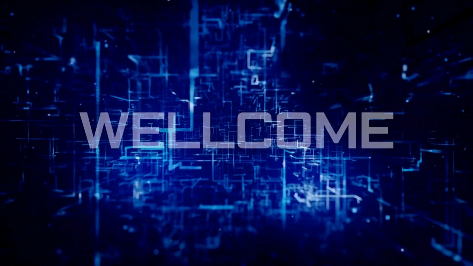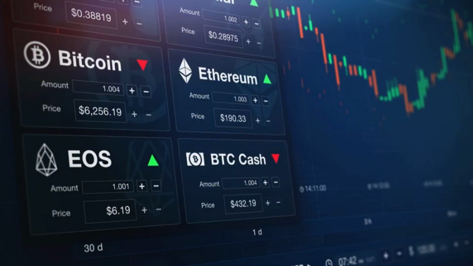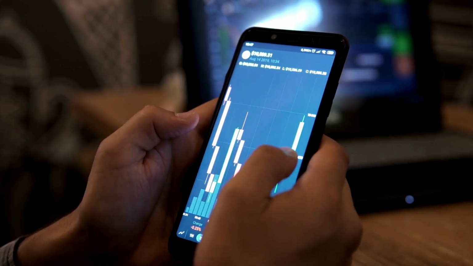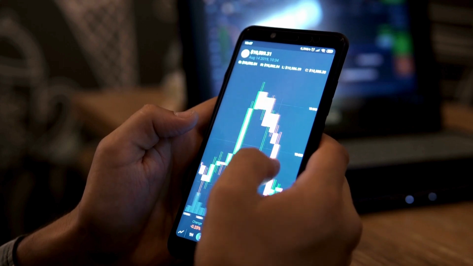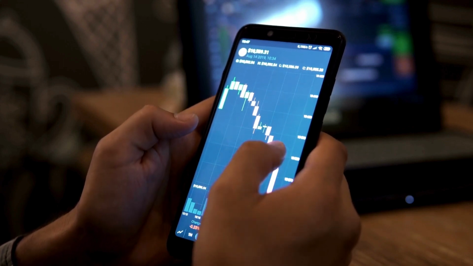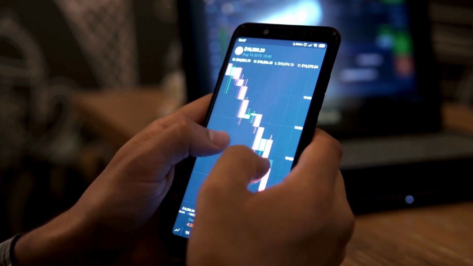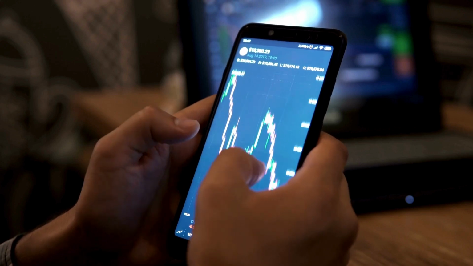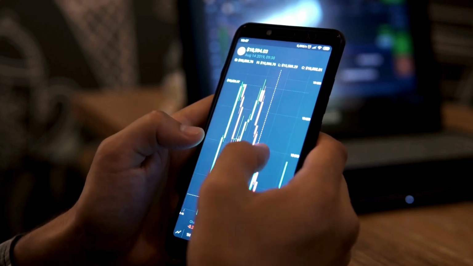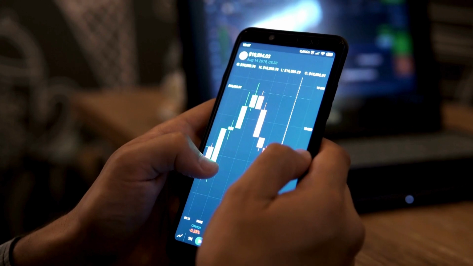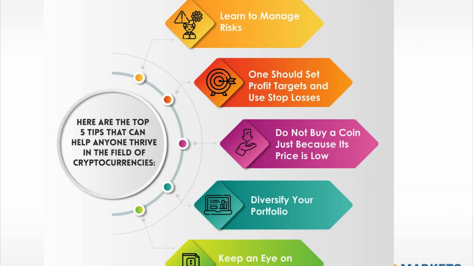Let us look at trading. Trading cryptocurrency involves buying and selling digital assets in various markets to take advantage of price fluctuations. Whether you're a novice or an experienced trader, understanding the basics and employing effective strategies is crucial. Here's a general guide to trading crypto.